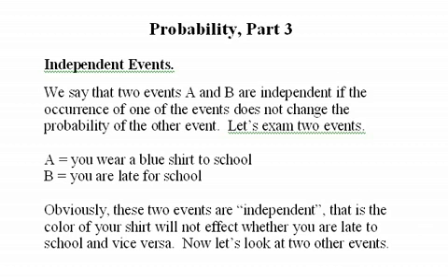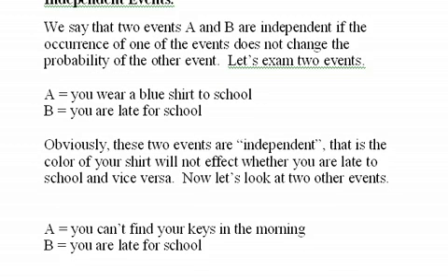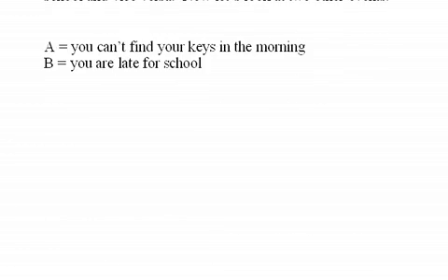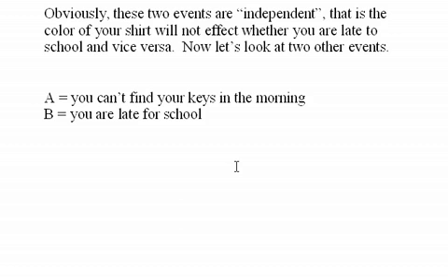Now let's look at two other events. A, you can't find your keys in the morning. B, you are late for school. Well, it is clear from this that if you can't find your keys in the morning, it's going to change the probability of whether you're going to be late for school. So these events are not independent. We say they are dependent events.